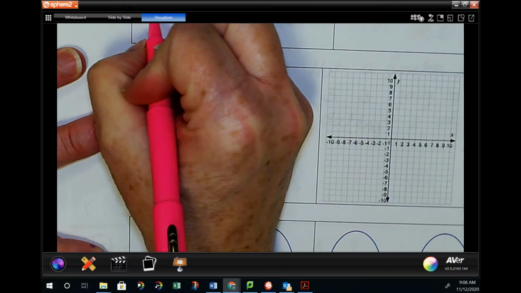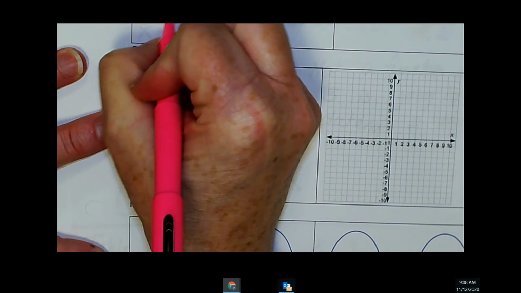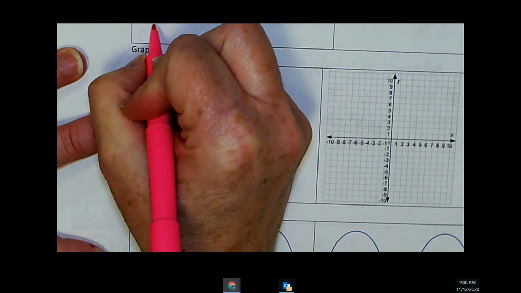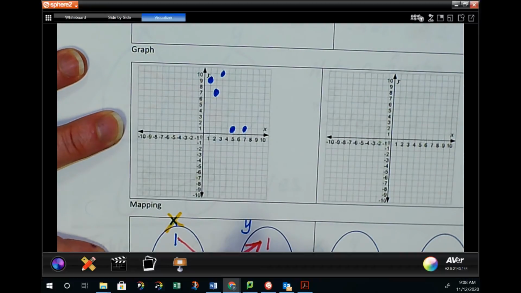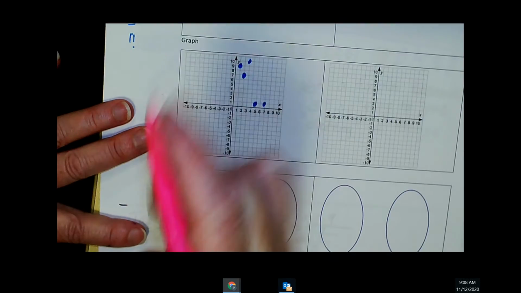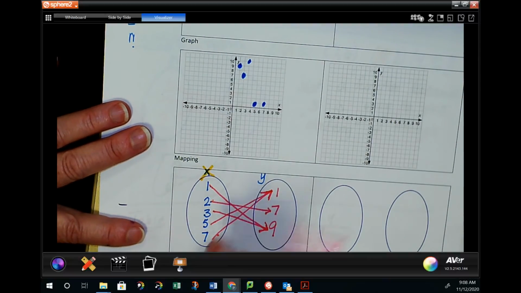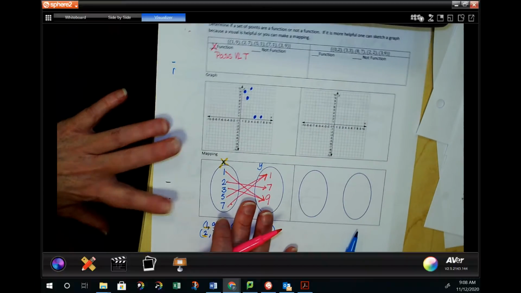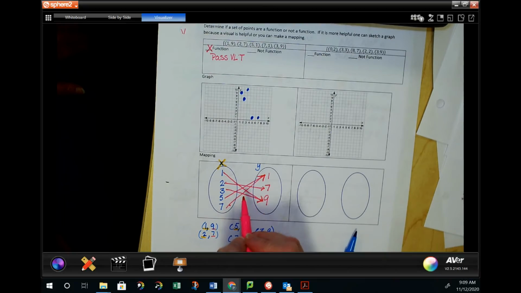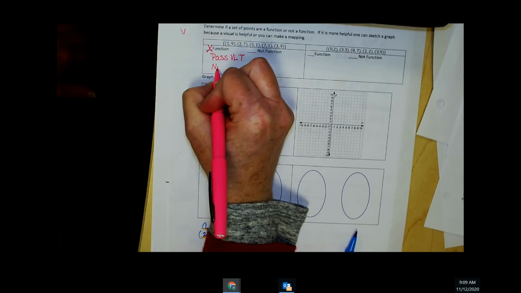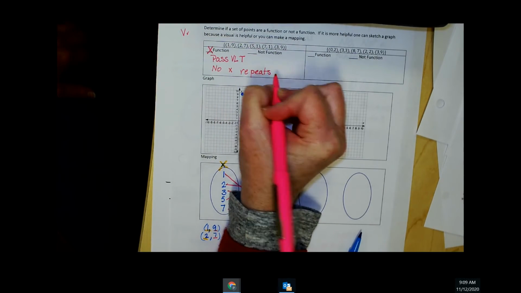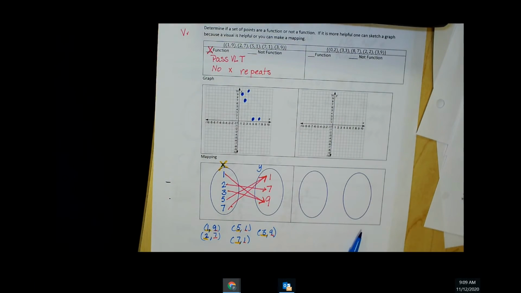And if you use the graph, you can say it passes the vertical line test. And then on this one, if you use mapping down here, I'm going to make this smaller so we can actually see. If we did the mapping down here, yes, this passes the vertical line test if you graphed, and then with the mapping, no x repeats. So this is why it's a function, because x did not repeat.